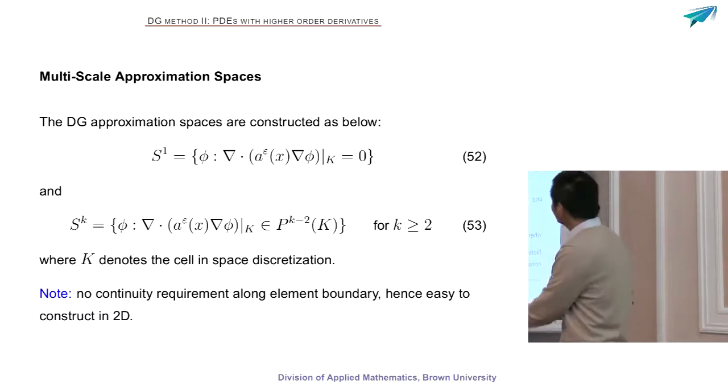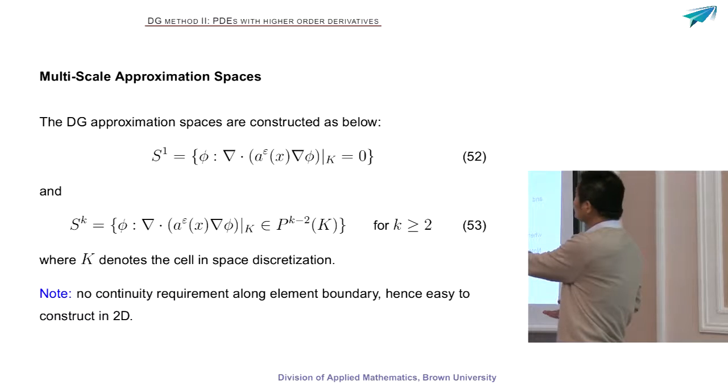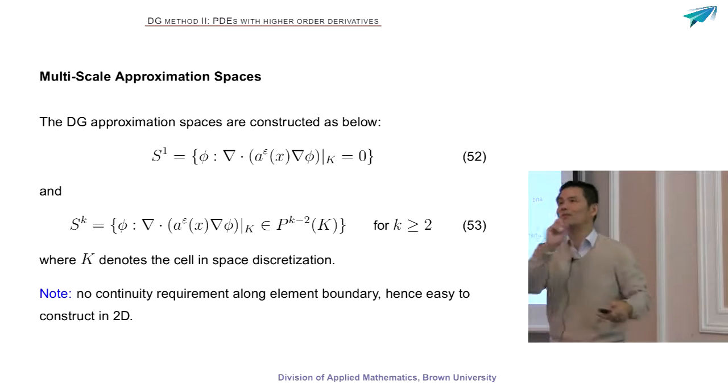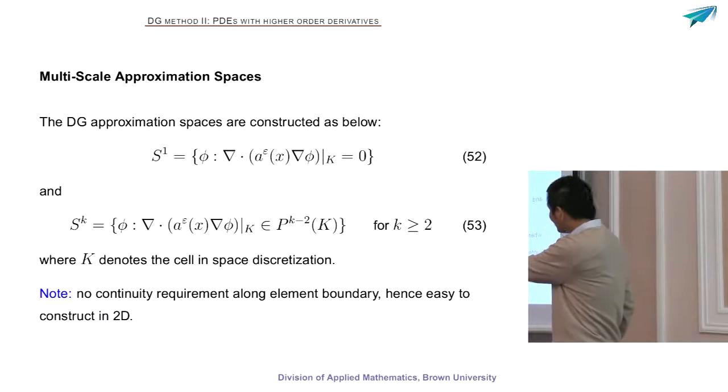So in this case, this is your space. You choose a basis function which is oscillatory, but you apply the left-hand side operator on it. Let's say you get 0. That is, I just approximate the right-hand side, the leading term. You get 0, or you get not 0 but a polynomial of degree k minus 2.